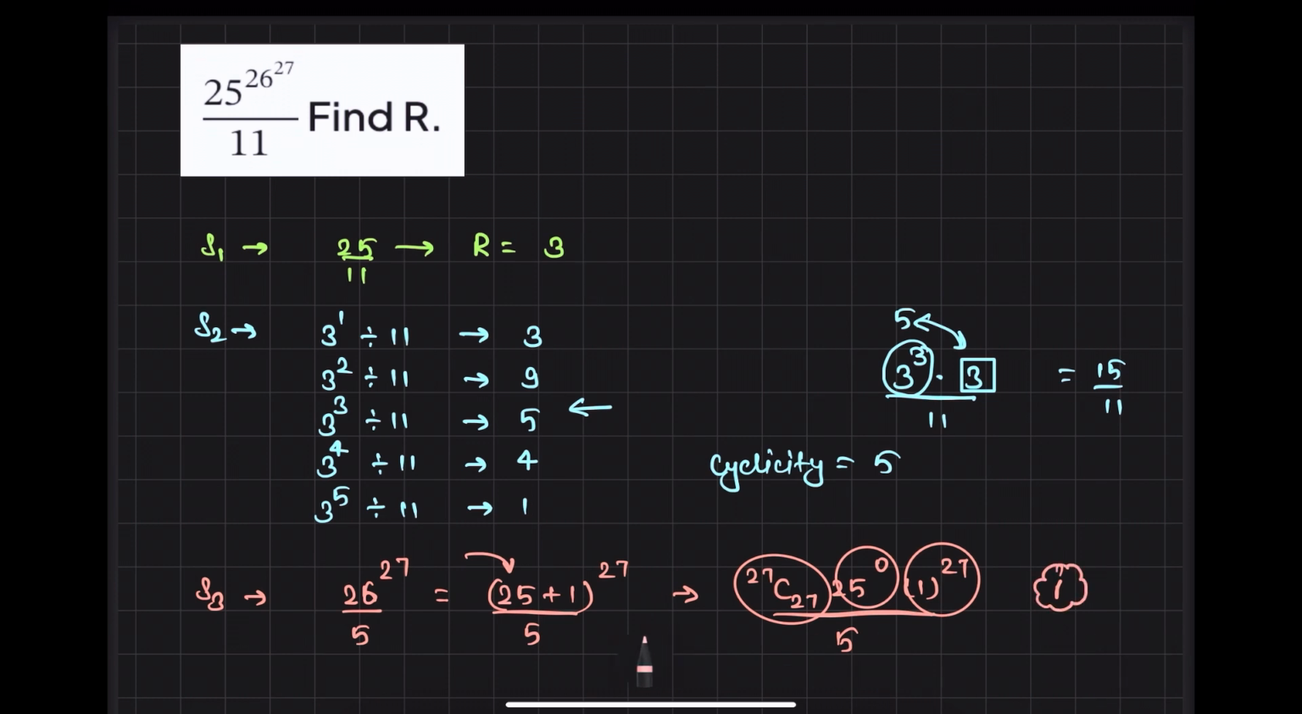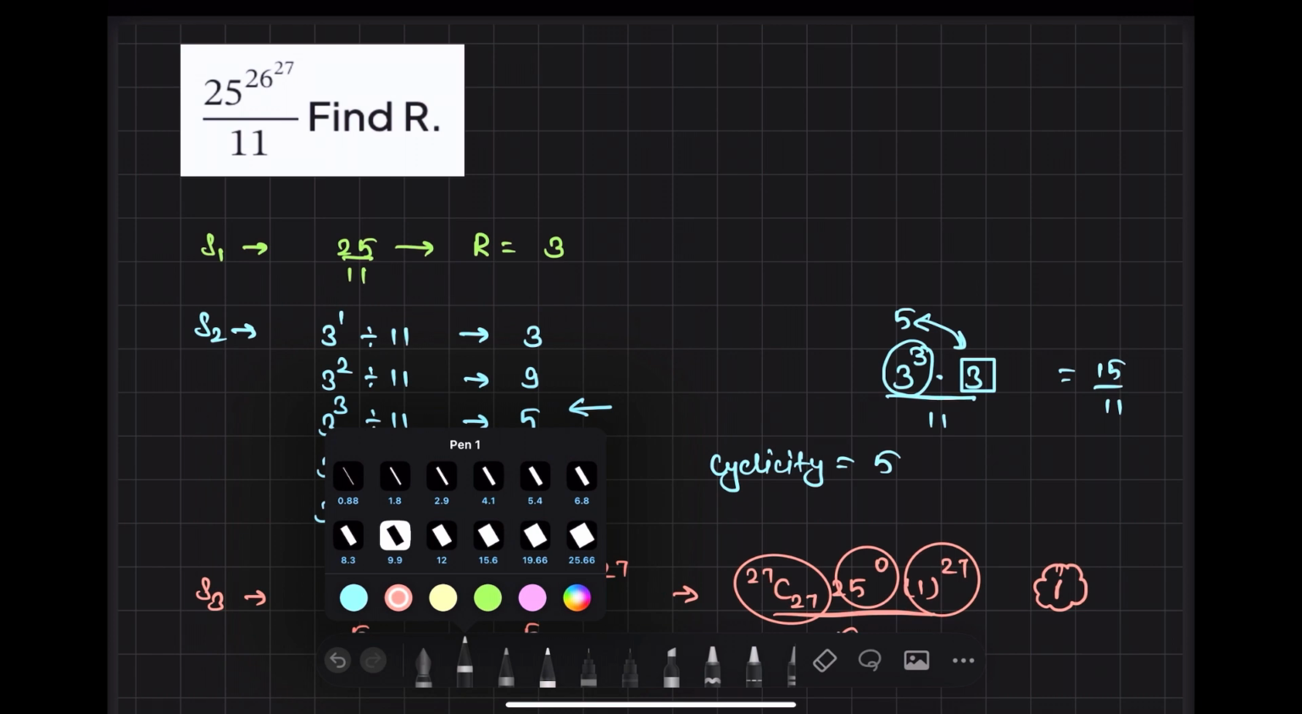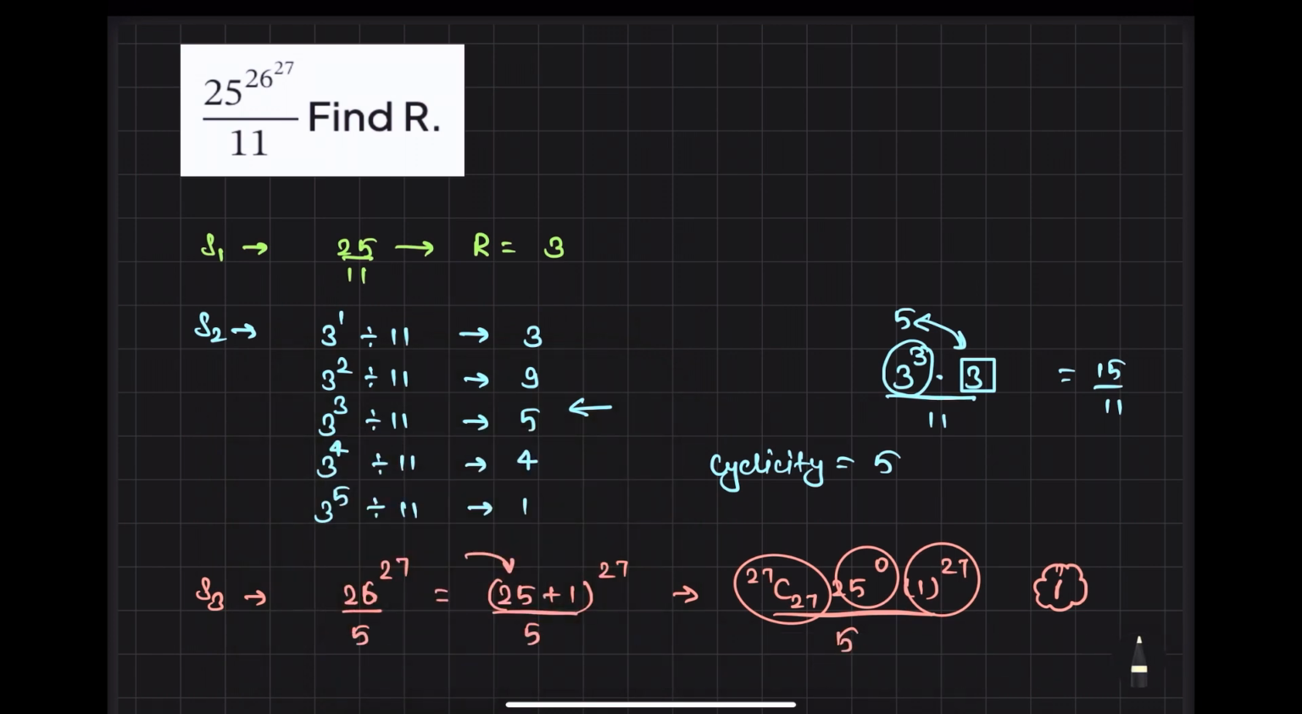Correct? Now we will put this remainder on the power, meaning on the 25. So we have 25 power 1, which we get by dividing by cyclicity, divided by 11. So this will give you the final remainder. Okay, this is the final step. So if you divide 25 by 11, you will get 3 as the remainder.